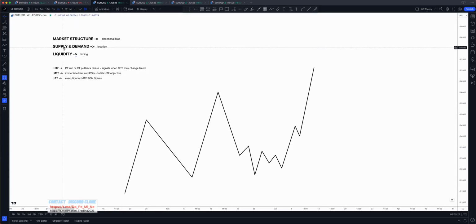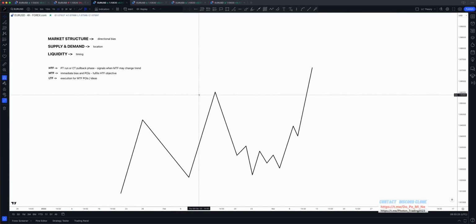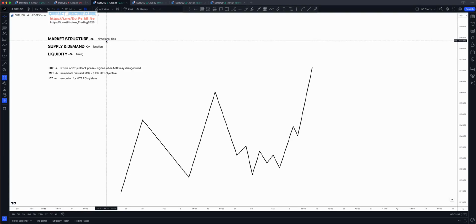Okay, so essentially the three main parts of the technical analysis module that you've learned are market structure, supply and demand, and liquidity. The first thing, whenever you get to your price chart, that you should be thinking about and mapping is market structure, because this gives us our directional bias.